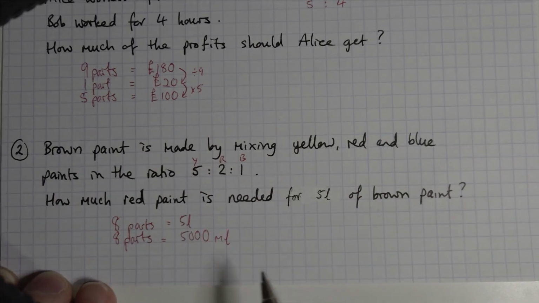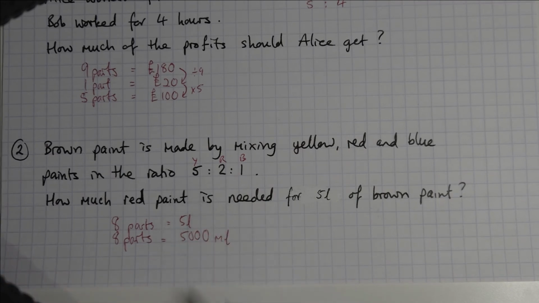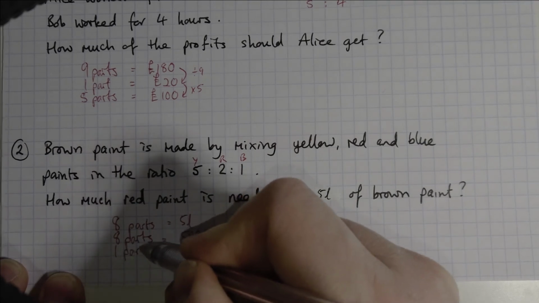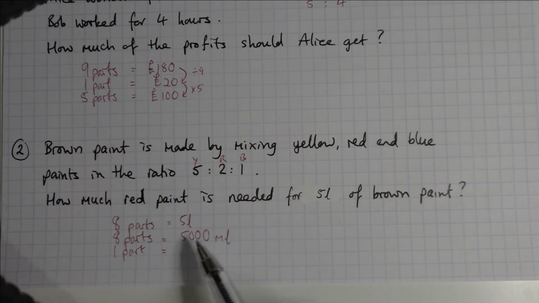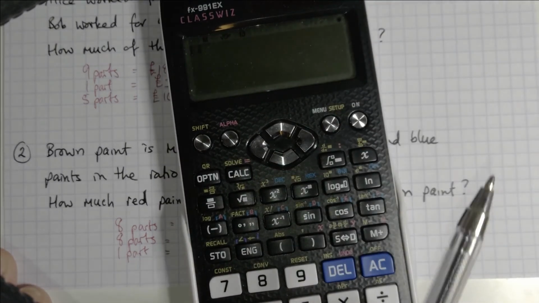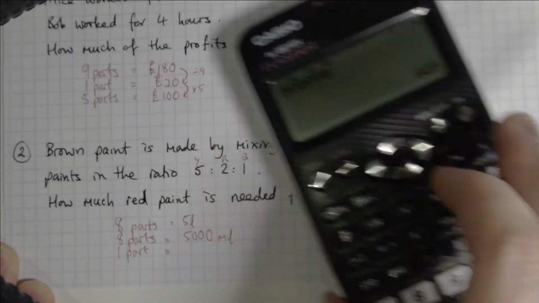Okay, now I know that all 8 parts is 5,000. You could take this down to 1 part. In fact, let's do it. Let's take it down to 1 part first of all. 1 part is, we'll just divide that by 8. I'll do that on a calculator with you. All right, so 5,000 divided by 8 is 625.